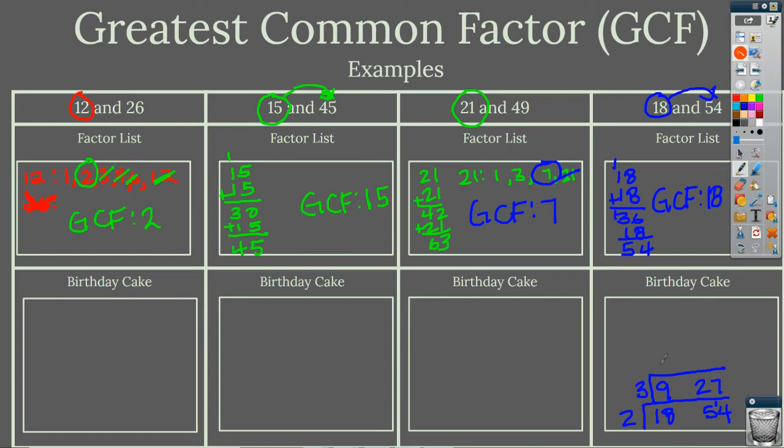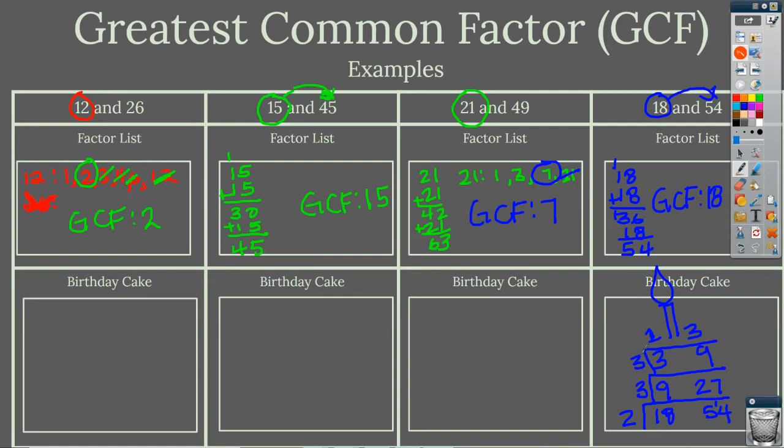So 3 goes into 9 3 times. 3 goes into 27 9 times. So I have another layer to my cake. Next, is there anything that goes into 3 and 9 evenly? There is 3. So 3 into 3 1 time, 3 into 9 3 times. Is there a number besides 1 that divides into 1 and 3 evenly? There is not. So that means our cake is complete. We can put a candle on the top.